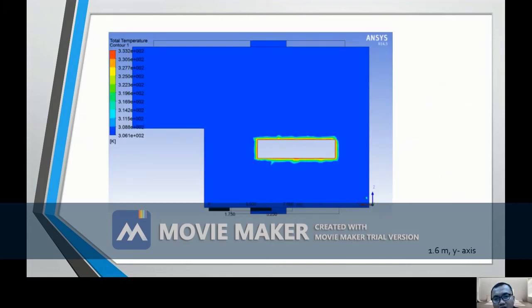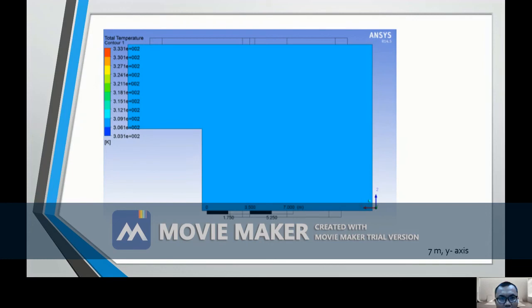So this is the output for the contour distribution of temperature 1.6 meters from the floor. And this is the temperature contour, or the heat distribution, 7 meters from the floor.